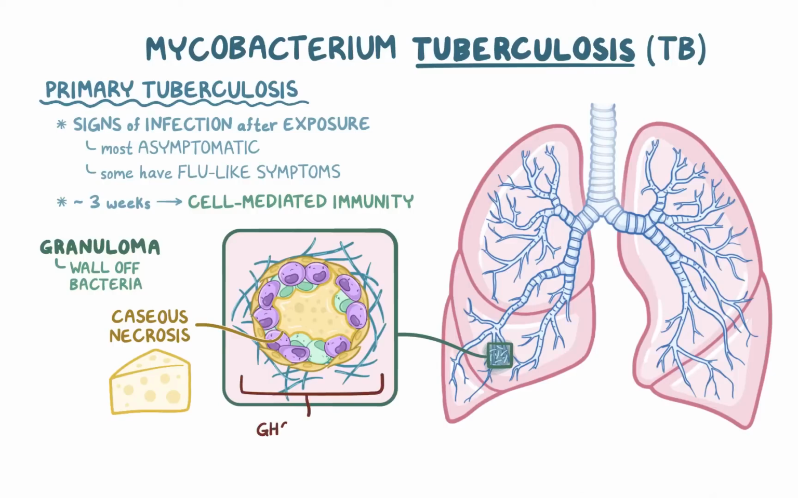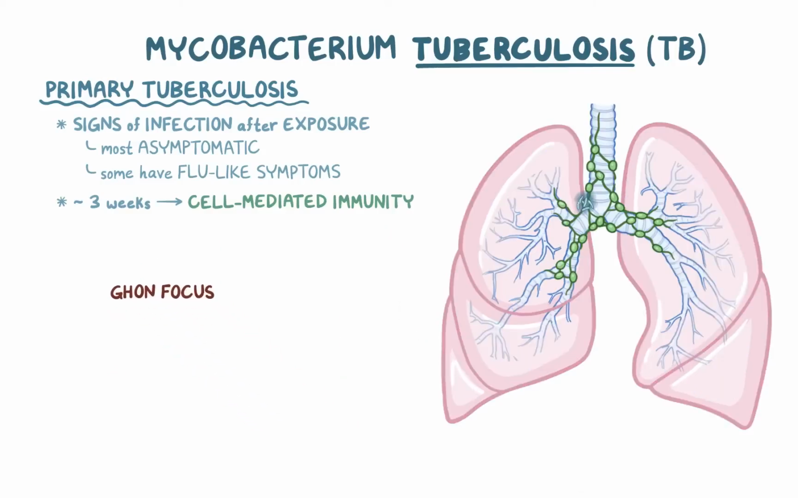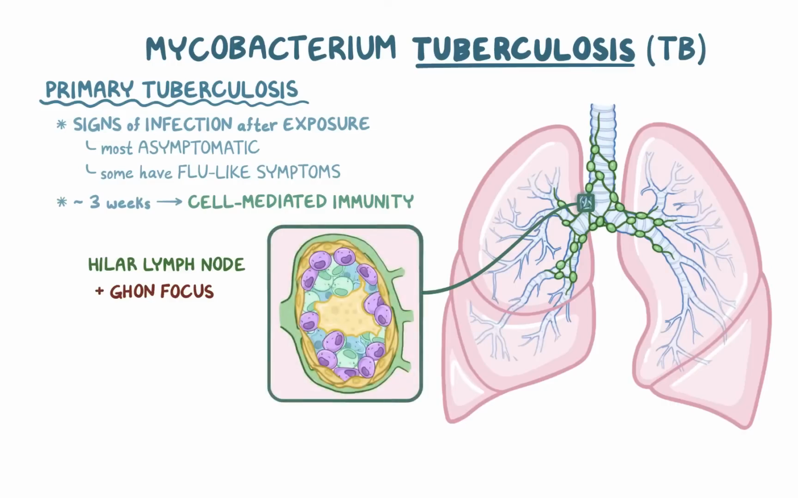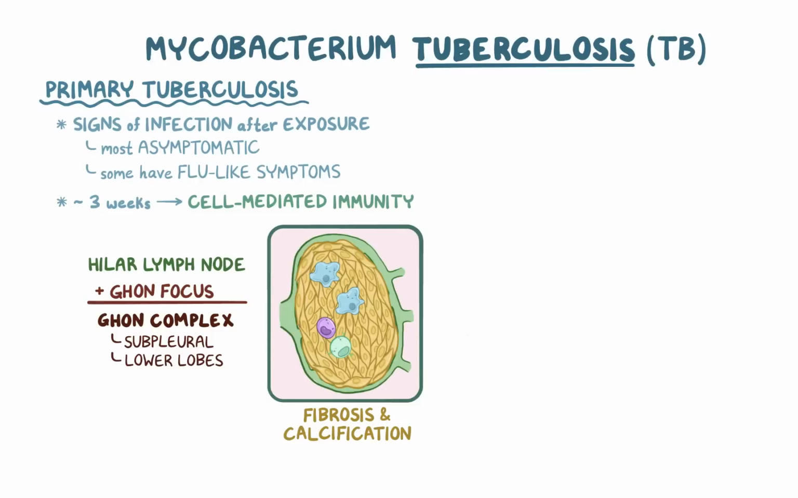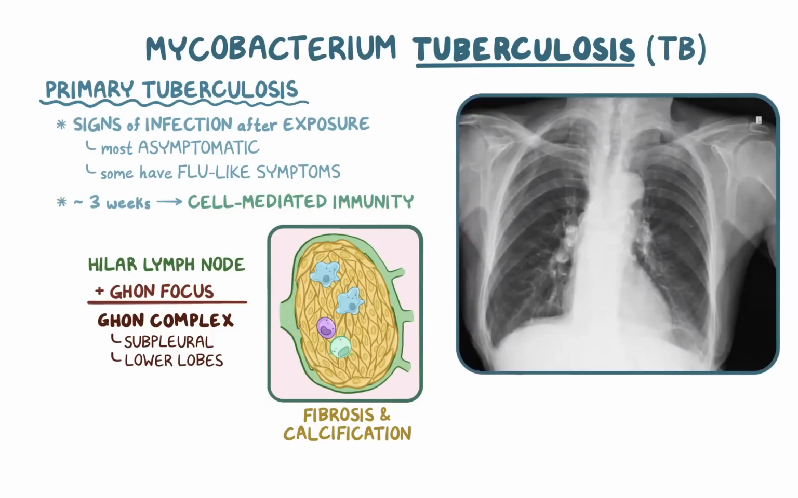This area is known as a Ghon focus. TB also gets to hilar lymph nodes, either carried over by immune cells through the lymph or by direct extension of the Ghon focus infection, and causes caseation there as well. And together, this caseating tissue and associated lymph node make up the characteristic Ghon complex. Ghon complexes are usually subpleural and occur in the lower lobes of the lungs. The tissue that's encapsulated by the granuloma undergoes fibrosis, and often calcification, producing scar tissue that can be seen on X-ray. This calcified Ghon complex is called a Ranke complex.